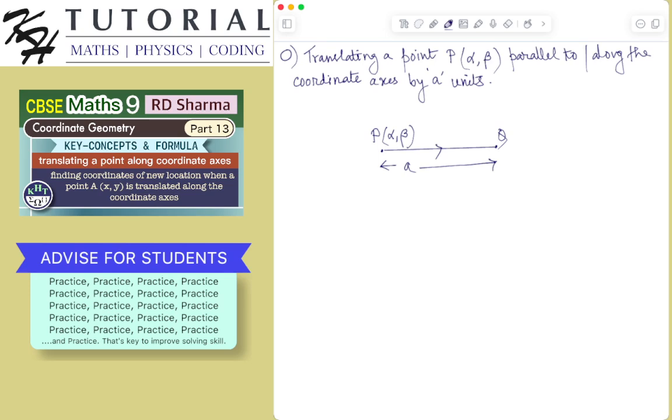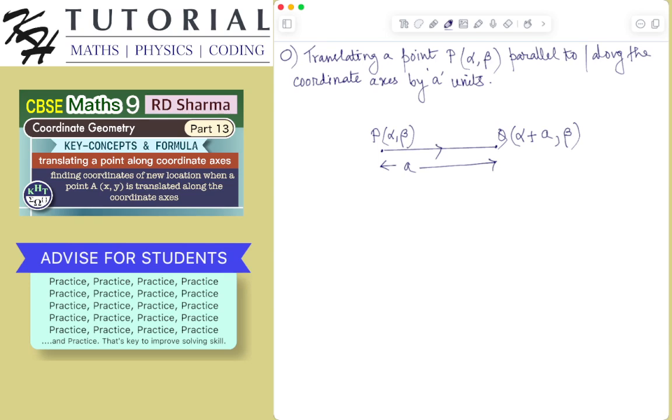So what will be the coordinates of the point Q? It will be alpha plus A, because we are translating towards the positive direction of the x-axis, and the ordinate will remain the same. So the coordinates of the point Q will be alpha plus A comma beta.